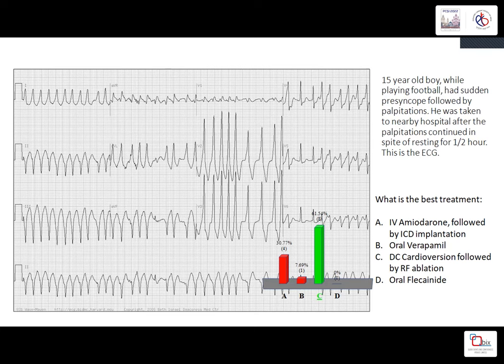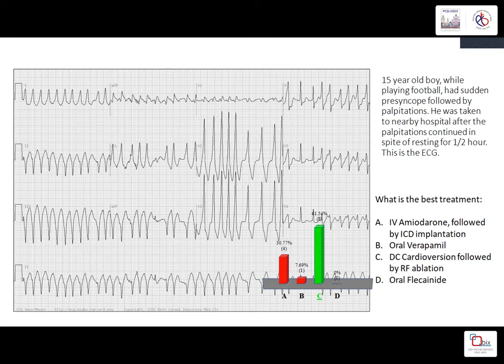In that case, if you give IV amiodarone, you will initially be blocking the AV node further, and all the impulses will then travel through the accessory pathway and can actually initiate a VF. So IV amiodarone in this case can actually be more catastrophic than helpful. In this condition, the first instance you should go for DC cardioversion, because that is the thing which can save the patient from a catastrophe. So the answer is C, as most of you got right.